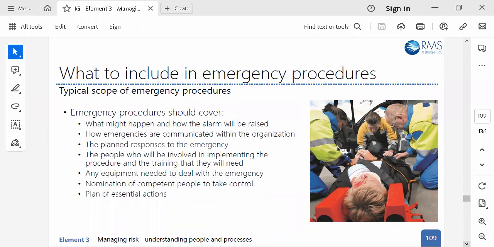How emergencies are communicated within the organization to different groups of people. The planned responses to an emergency, how the workers will respond if there is any emergency. Then the people who will be involved in implementing the procedures, and the training that will be needed for the emergency.